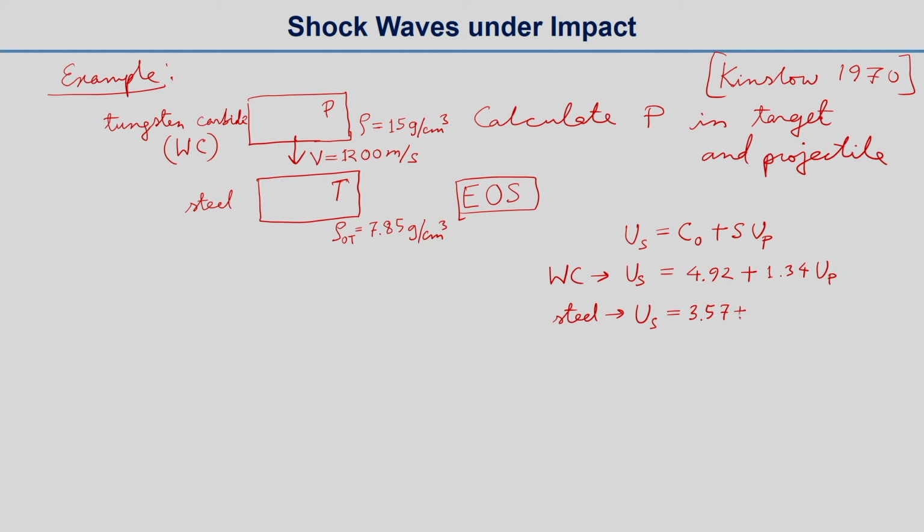and then again for steel the equation of state is 3.57 plus 1.92 UP minus 0.068 UP square. So, you may be concerned about this last term.